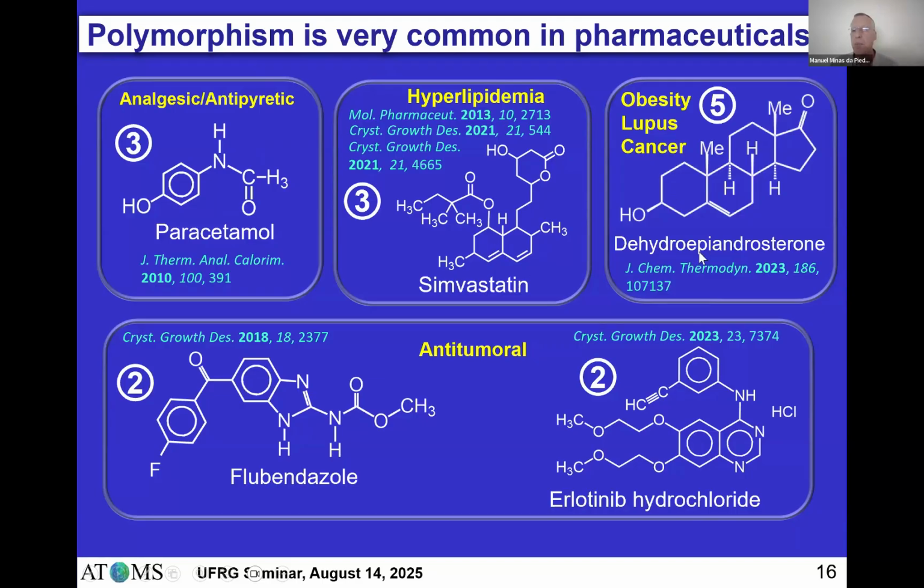Now, dihydroepiandrosterone is used for obesity, lupus, and cancer. And these here are used to treat cancer. And these two systems, flubendazole and deralutinib hydrochloride, are very dear to me because they were done in collaboration with a good friend at the University of São Paulo, okay, Gabriel Araújo.